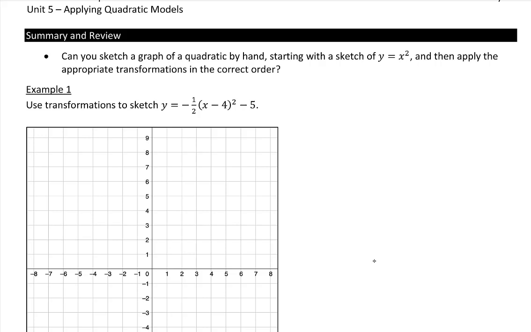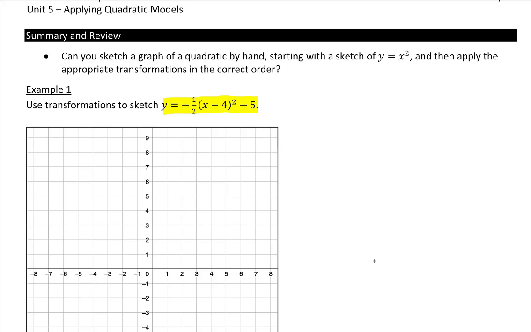Finally, we're going to look at a summary review of applying quadratic models. So first thing, can you sketch a graph of a quadratic by hand, starting with the base graph y equals x squared, and then apply the appropriate transformations in the correct order? For example 1, we're going to use transformations to sketch y equals negative 1/2 (x minus 4) squared minus 5.